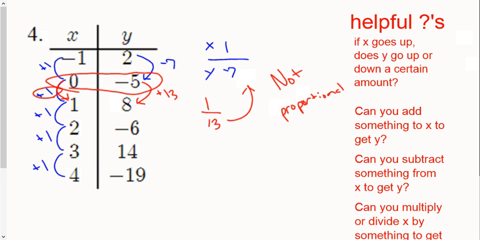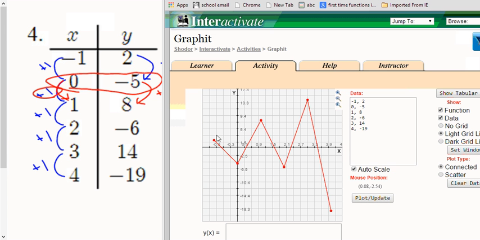If we go and graph it, this will be the last one that I graph. If we go and graph it, it shows absolutely a jagged graphing of all of these points.